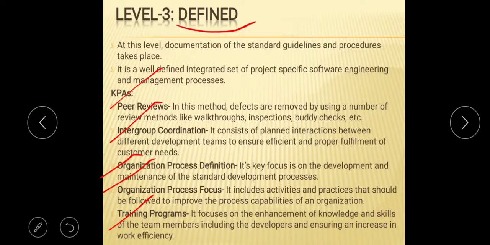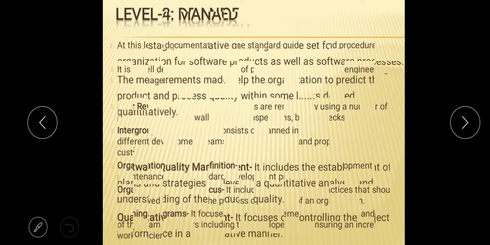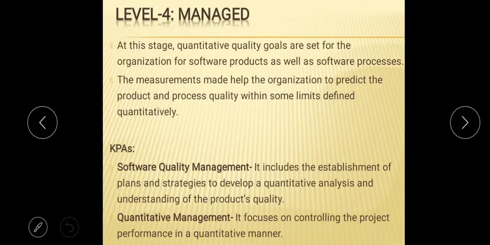So these are all about the defined level or level 3 of capability maturity model. The next level is level 4 or managed. At this stage, quantitative quality goals are set for the organization for software products as well as software processes. The measurement may help the organization to predict the product and process quality within some limits defined quantitatively. The KPIs present here are software quality management and quantitative management.